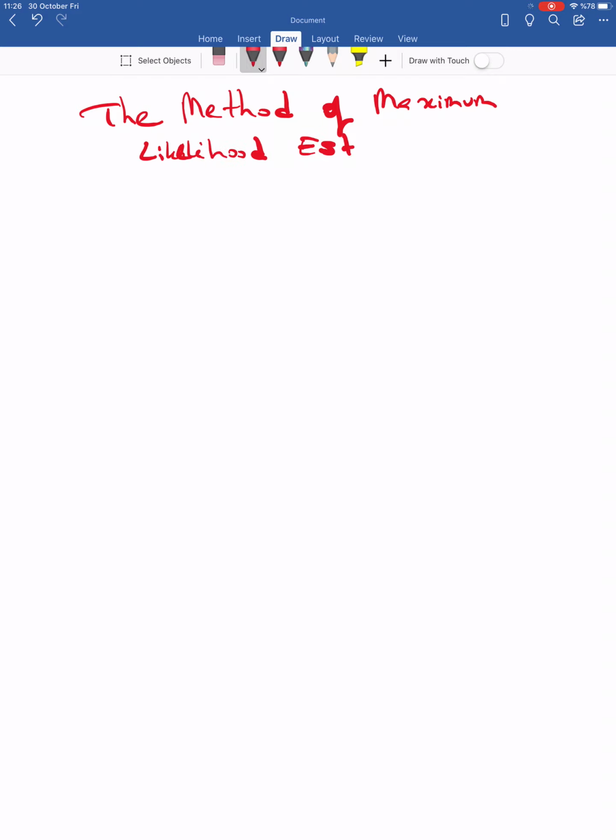Okay, so let's start the maximum likelihood estimation technique. The method of maximum likelihood estimation, which is known as MLE.